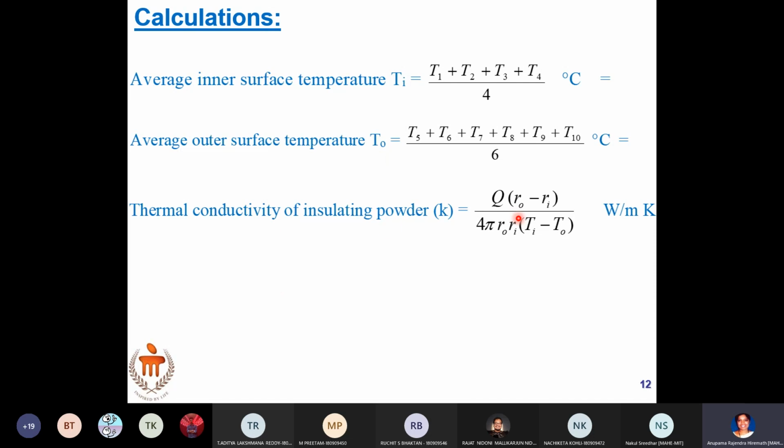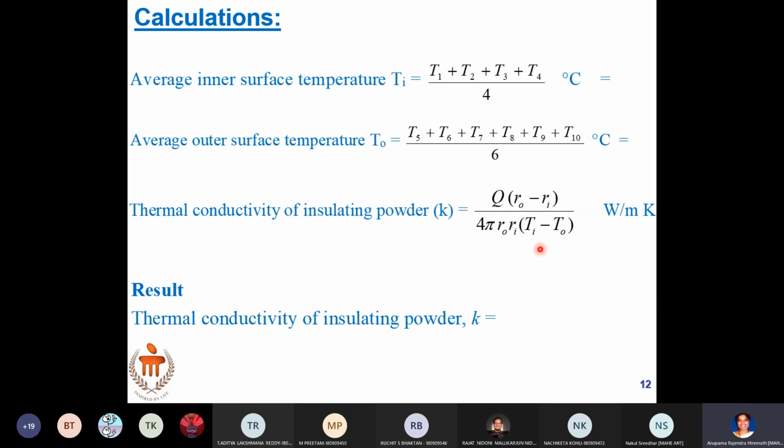So we have this equation for finding the thermal conductivity of insulating powder, which has been derived from Fourier's law. Using that equation, R0 is known, Ri is known, Ti and T0 are measured. Q also is known; you will be noting it down in the observation table. Finally, you will find the thermal conductivity of the insulating powder.